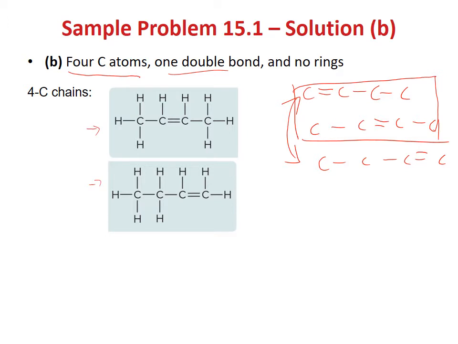So remember, a double bond should be treated as 2 bonds. So for this carbon, 2 bonds plus 1 bond here, 2 bonds here. So you need 1 hydrogen.